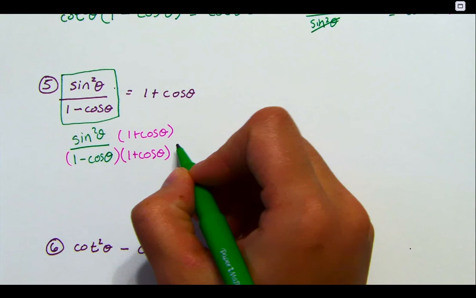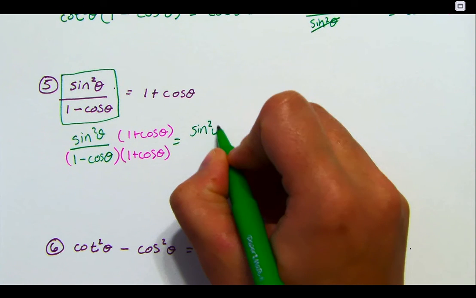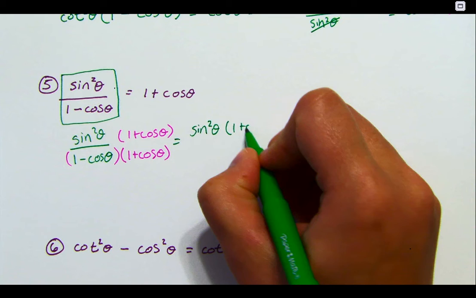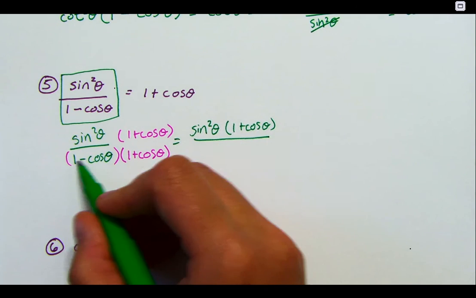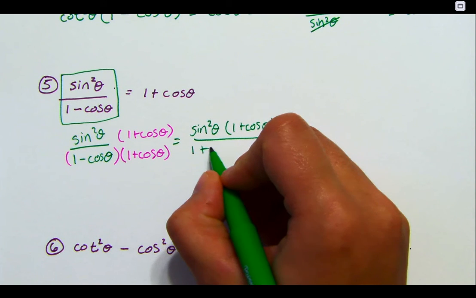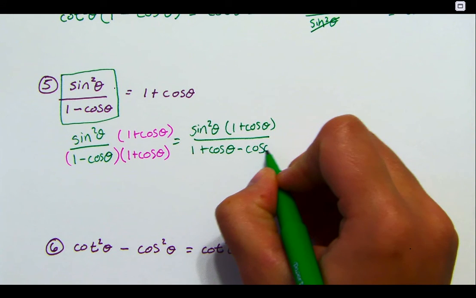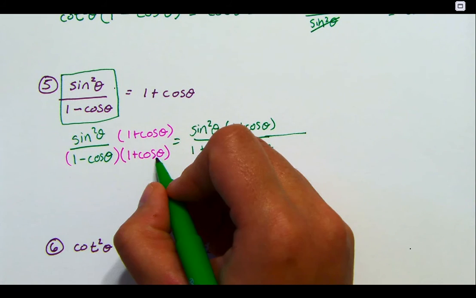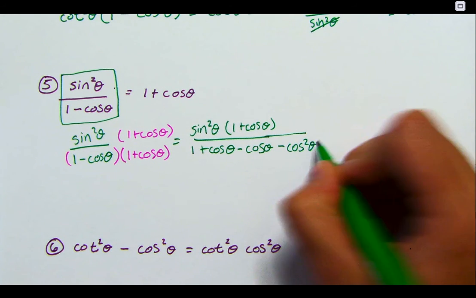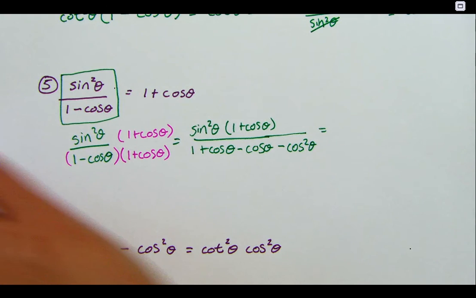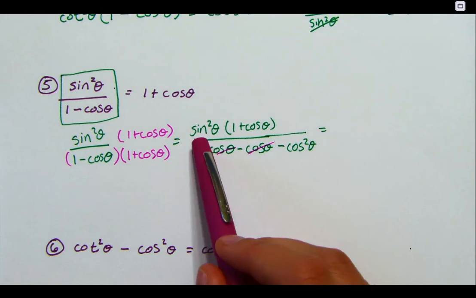So I'm going to wait to distribute just to kind of see what happens. So sine squared theta times 1 plus cosine theta. And then if we FOIL the denominator, so that will be 1, and then I'll have plus cosine theta and then minus cosine theta. And then negative cosine theta times cosine theta is negative cosine squared theta. So what's going to happen is that these middle terms are going to cancel. And again, I'm going to wait to distribute.